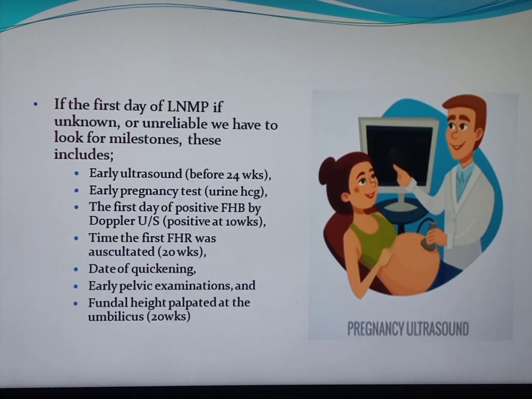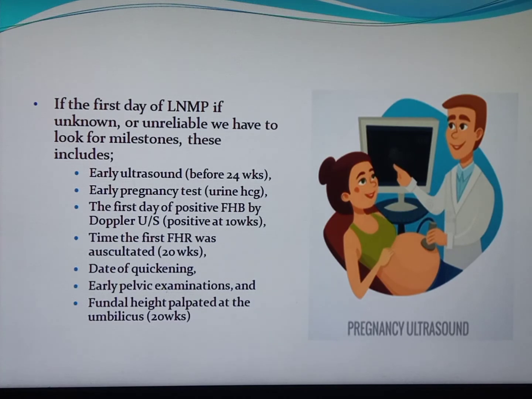So if the first date of the last normal menstrual period is unknown, there is no need to describe the details of menstrual history at the beginning of our history, and also the history of contraceptive, we don't need that one, because there is nothing to ascertain reliability since the LNMP is unknown. So the most important part of history here is just checking the milestones. So we need to elicit the following histories. The milestones are very important to know the gestational age of the pregnancies.